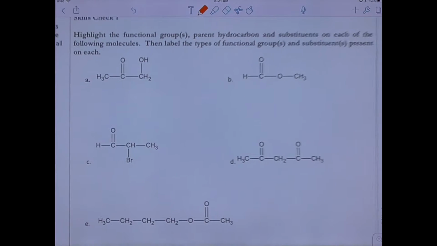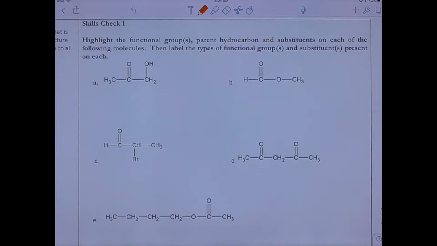Okay, so before you can even name anything, you have to be able to recognize what functional groups are present. And I've thrown in some that have multiple functional groups and everything just because I want you to be able to distinguish between a carbonyl group and something where you have a carbonyl carbon and something else present at the same time.